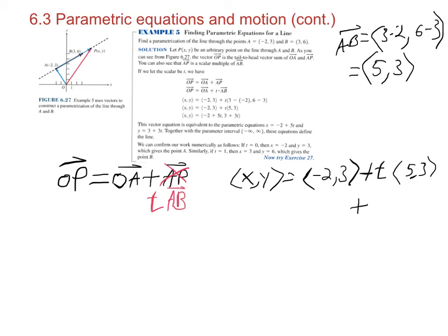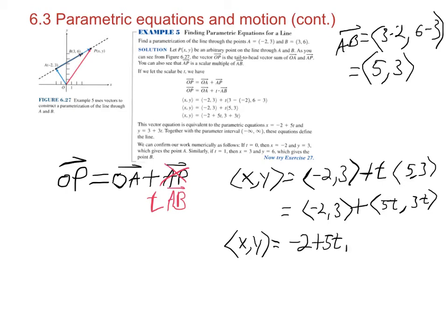Now, knowing we can multiply that in and we get the vector 5t, 3t, and then we're going to add our vectors. That means that we get xy equal to negative 2 plus 5t and 3 plus 3t. Well, that gives us our parametric equation.